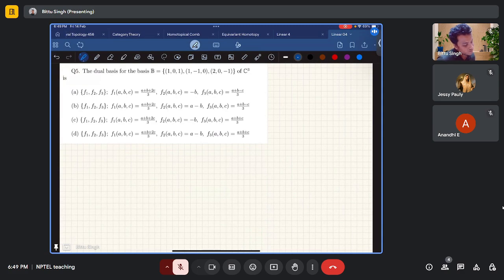Here we need to find the dual basis of the given basis B. So B is (1, 0, 1), (1, -1, 0), (2, 0, -1). These are 3 vectors in C3, so we can write those tuples. Let me rename them alpha 1, alpha 2, alpha 3. So B is the ordered basis alpha 1, alpha 2, alpha 3. We need to find the dual of those basis elements. So what is the dual?